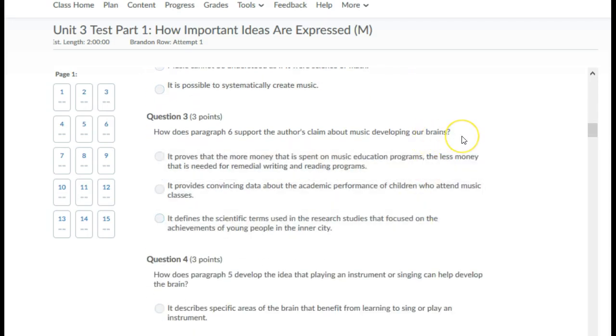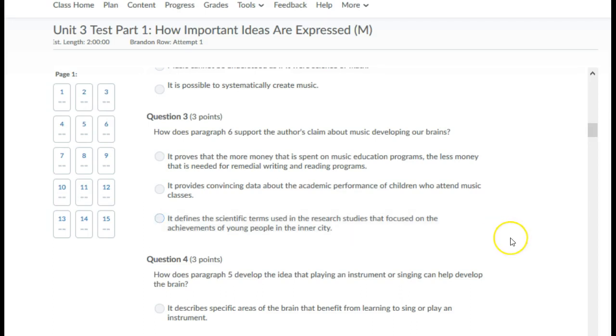Question 3. How does paragraph 6 support the author's claim about music developing our brains? It proves that the more money that is spent on music education programs, the less money that is needed for remedial writing and reading programs. It provides convincing data about the academic performance of children who attend music classes. It defines the scientific terms used in the research studies that focused on the achievements of young people in the inner city.